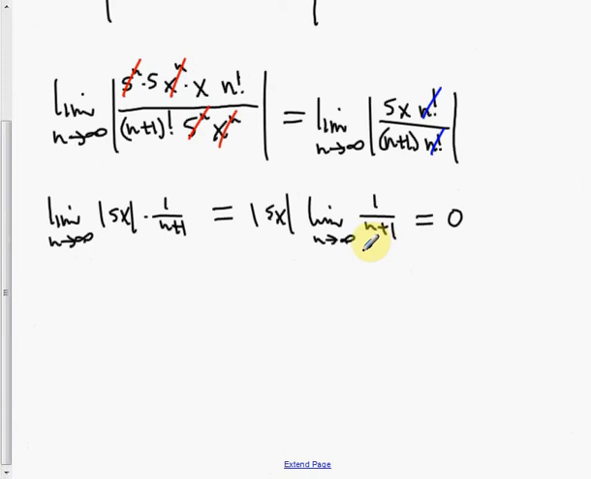Which means that for any choice of x, the limit is 0. That means my radius of convergence is infinity. The radius is based on the choice of x, not n. X can be anything here, and I'm still going to get that choice of x times the limit of 1 over n plus 1. I always get 0. Doesn't matter. Yes, sir, just in layman's terms. Exactly.